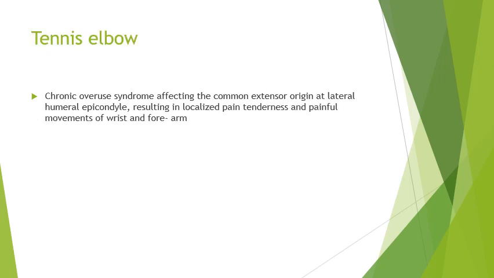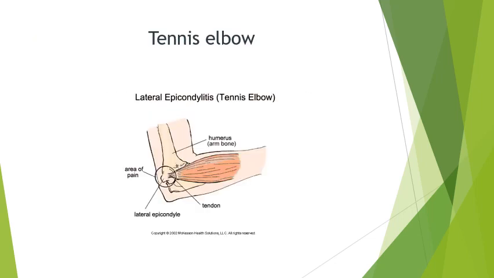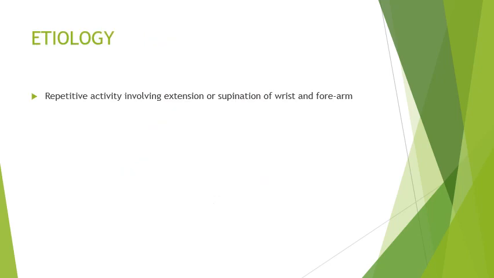Tennis elbow is a chronic overuse syndrome affecting the common extensor origin at the lateral humeral epicondyle, resulting in localized pain, tenderness, and painful movements of the wrist and forearm. The etiology is repetitive activity involving extension or supination of the wrist and forearm.